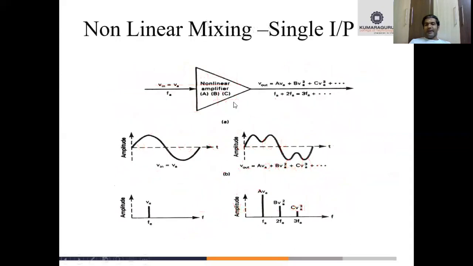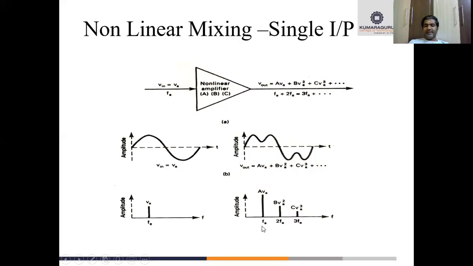So very simple. My input is VA sine 2 pi FAT, but in my output I have frequency components at the fundamental frequency FA, 2FA and 3FA. That is, A into VA will have a frequency component at FA. B into VA square: this 2 will get multiplied with your fundamental frequency FA, so 2 into FA. C into VA cube will have a frequency at 3 times your FA, because it is cube. Whatever your power is, that power will get multiplied with your fundamental frequency. So your frequency components will be present at FA, 2FA and 3FA.